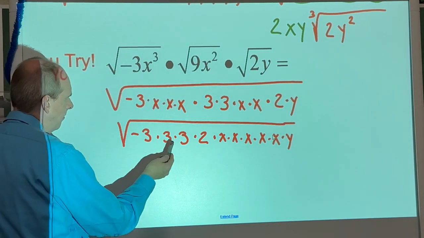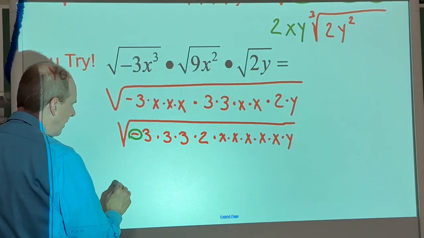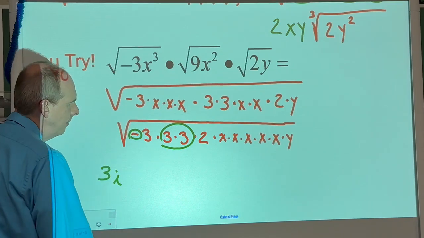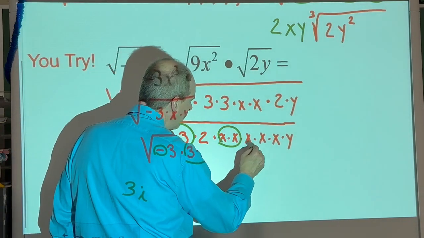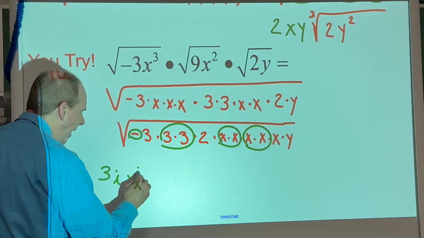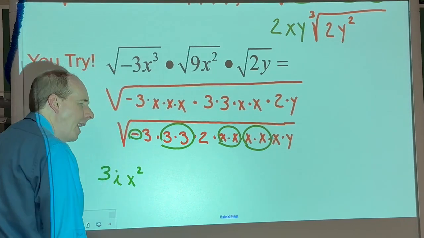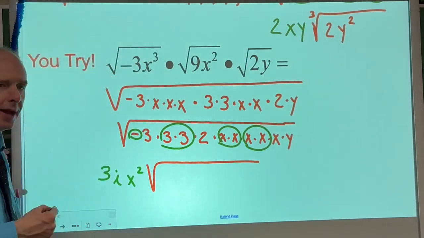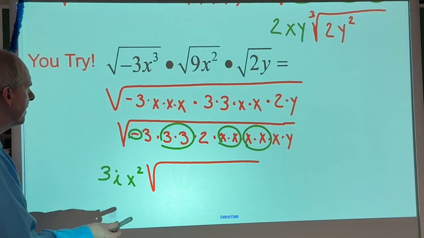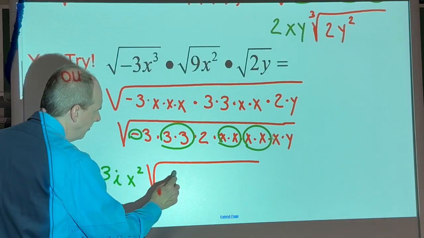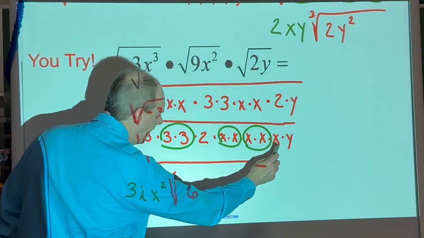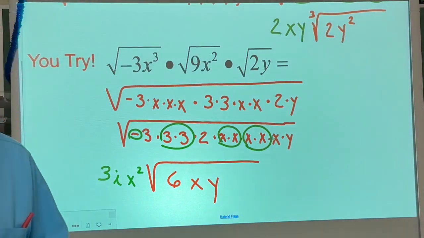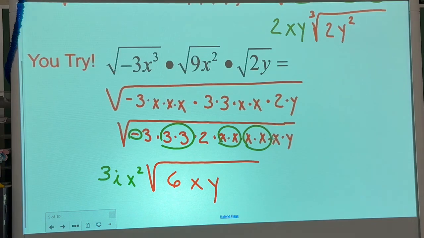Well, I've got my negative, gives me the i. I got a pair of 3's, that'll go outside. I've got 2 pairs of x's that go out. Does anything else pair up? No. Then whatever's left I didn't use, didn't pair up, they get to stay home. 3 times 2 is 6, and we have 1 x and 1 y left over. 3ix squared times the square root of 6xy.